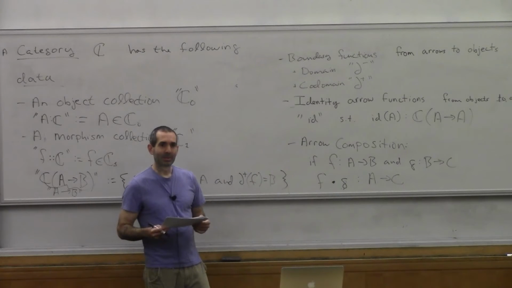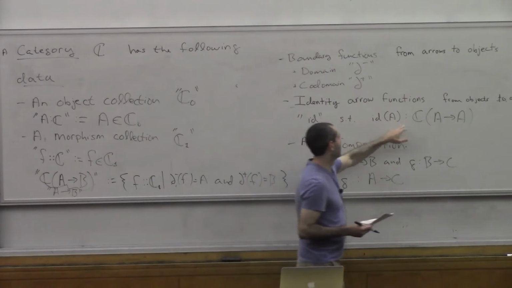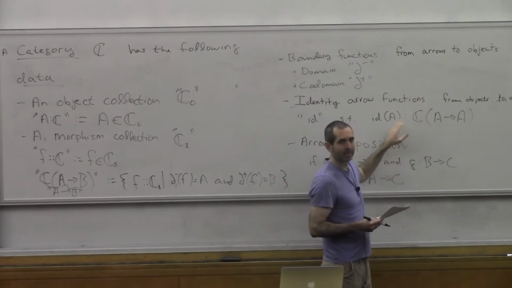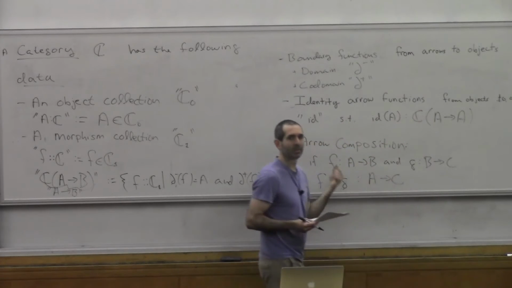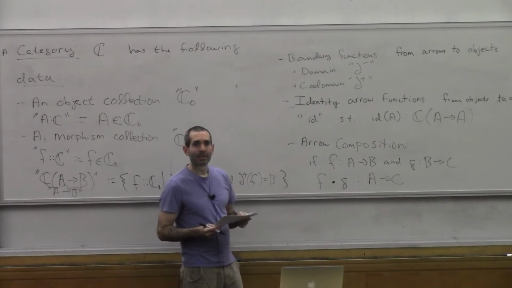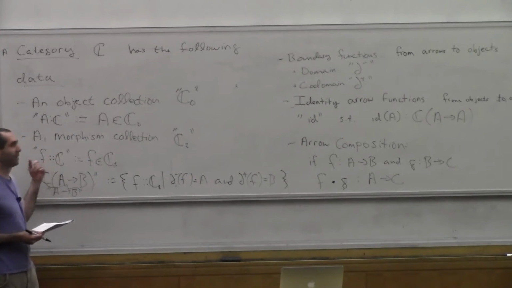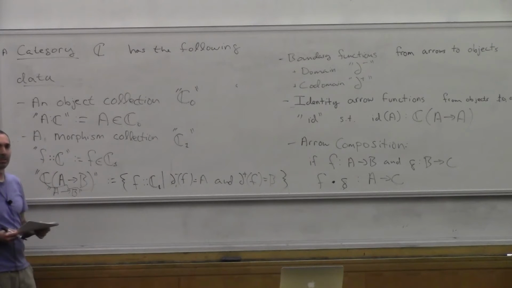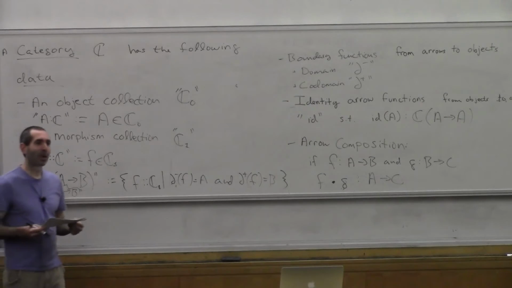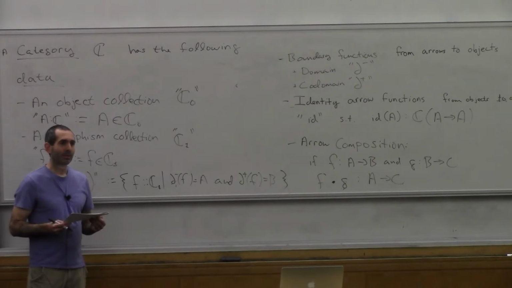Is ID from A to A an element of the HOM from A to A? It's an element of the HOM from A to A, so it's in that collection. It's a distinguished arrow in that HOM collection. Yes? What's the difference between an arrow and a morphism? It's exactly the same thing. The technical word is morphism. I'll say arrow most of the time to be informal because it's also shorter to write, so I'll write it that way.